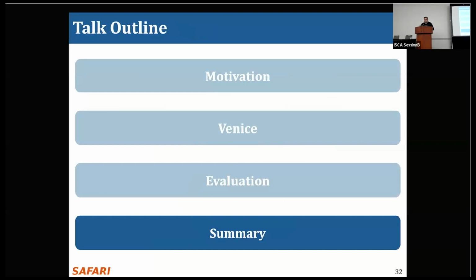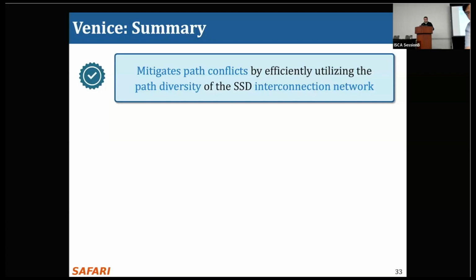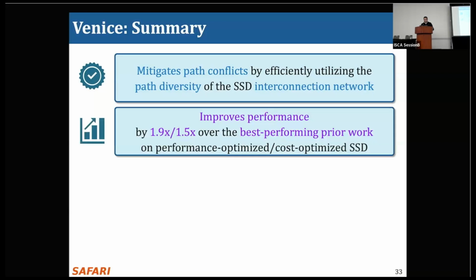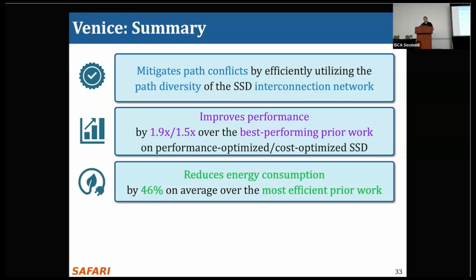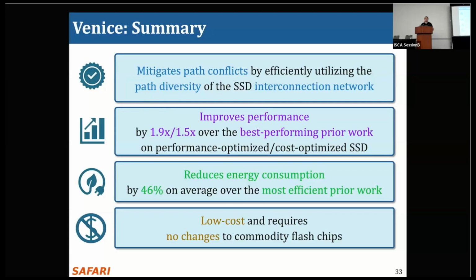So in summary, Venice mitigates path conflicts by efficiently utilizing the path diversity of the SSD interconnection network. Compared to the best performing prior approach, Venice improves performance by 1.9 times on a performance optimized configuration and 1.5 times on a cost optimized SSD configuration. Compared to the most efficient prior approach, Venice reduces energy consumption by 46% on average. And the benefits of Venice come at a very low cost and require no changes to commodity flash chips.